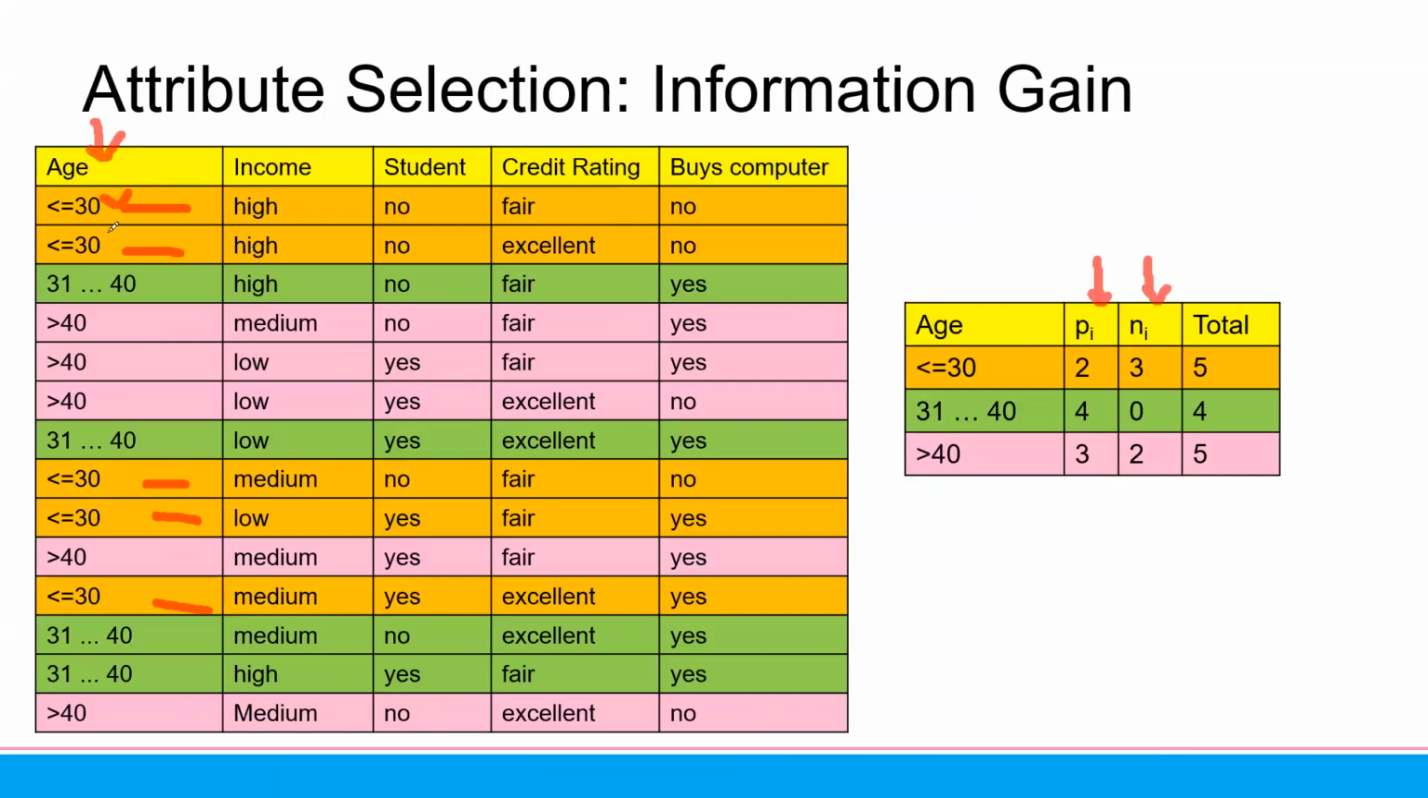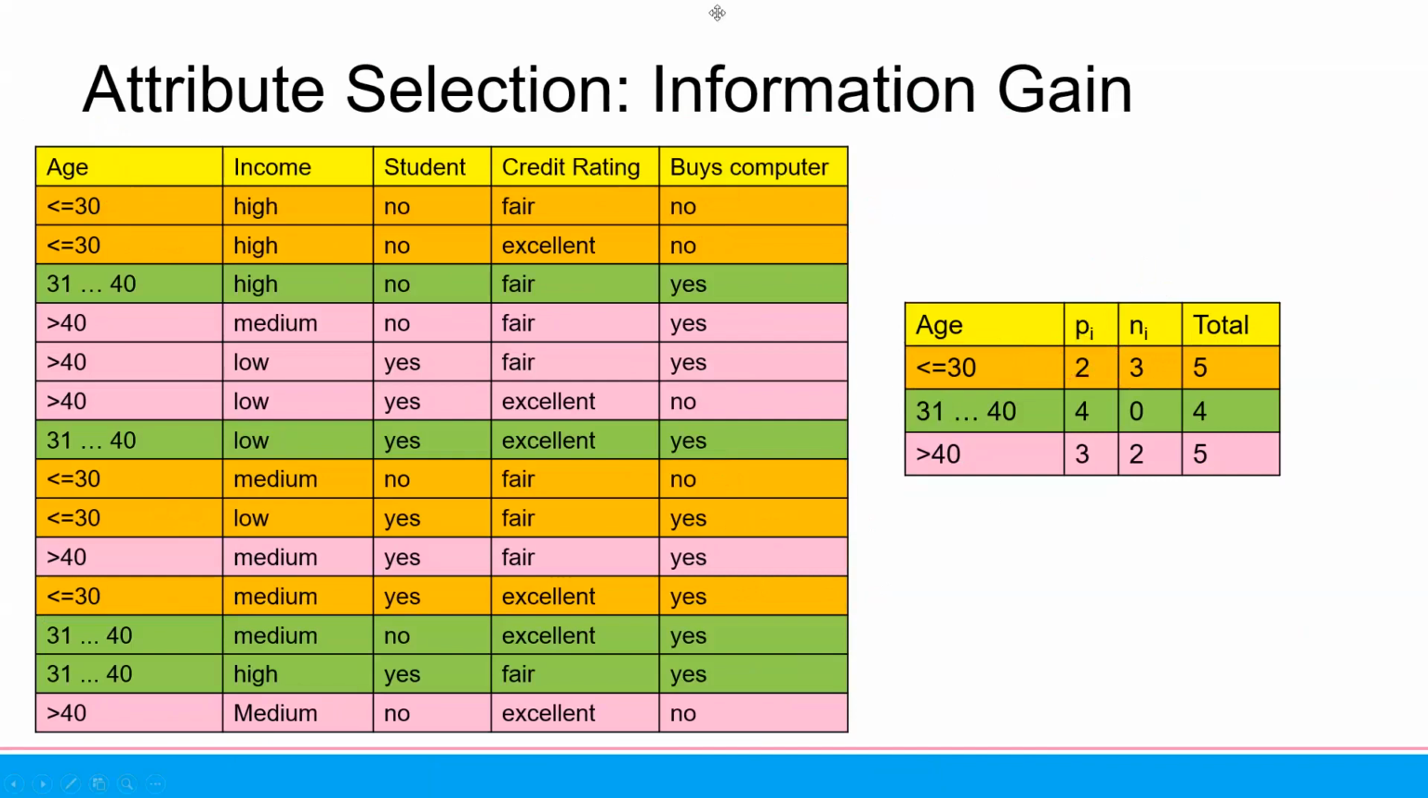So under 30, this is no. 1, no. 2, no. 3, okay, this is yes and yes. So we have 3 no and 2 yes. And for age less than or equal to 30, we have 5 rows. Okay, we have 1, 2, 3, 4, 5.